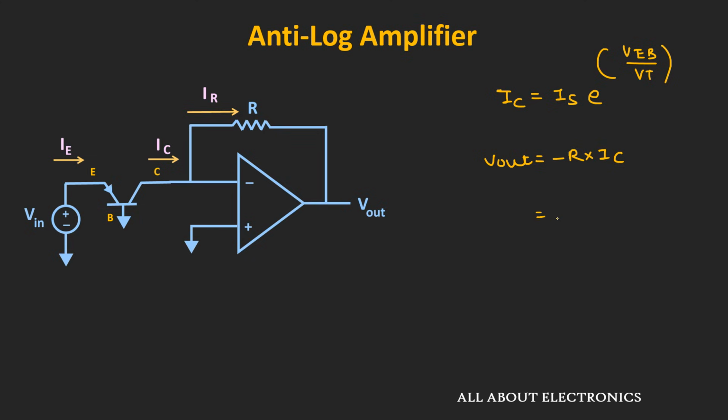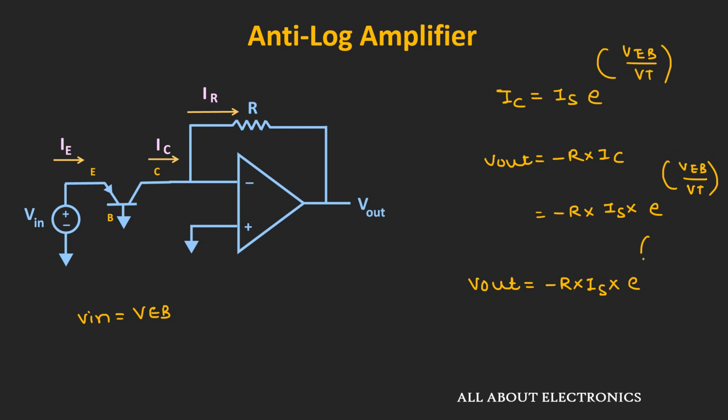So we can say that output voltage Vout will be equal to minus R times Is into e to the power of VEB divided by Vt. Now we have also seen that this input voltage Vin is equal to VEB. So from this we can say that the output voltage Vout will be equal to minus R times Is into e to the power Vin divided by Vt. So this is the expression of output voltage in case of an anti-log amplifier which is designed using the transistor.